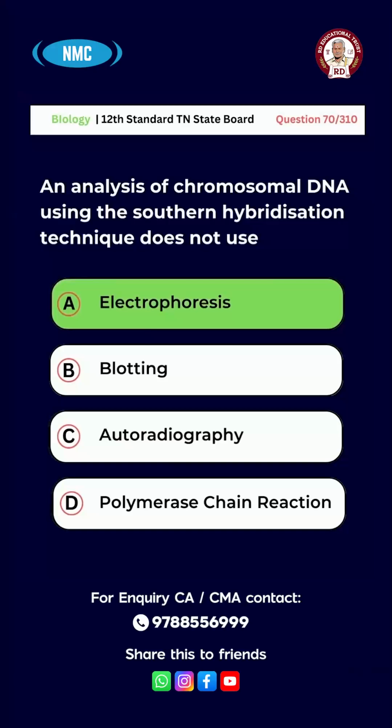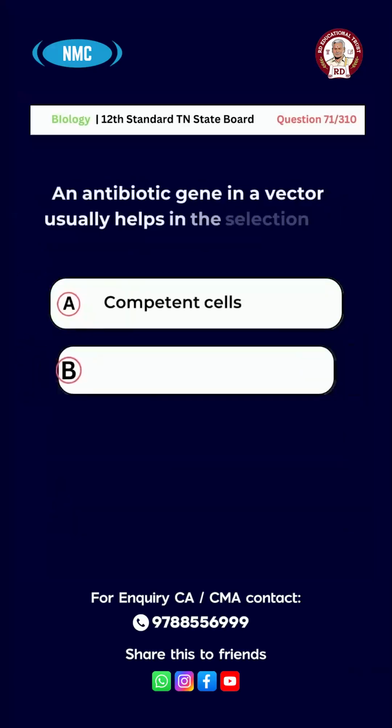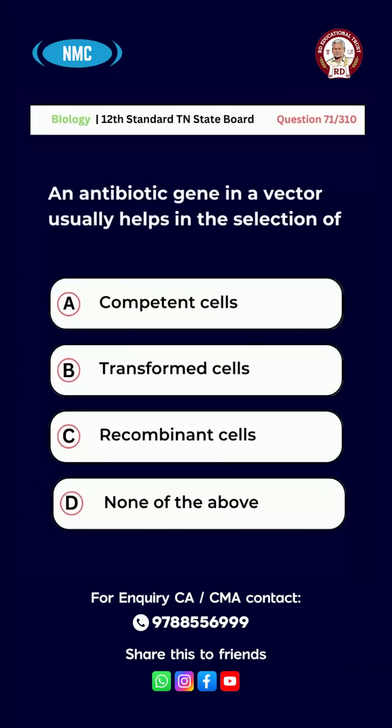Question number 71. An antibiotic gene in a vector usually helps in the selection of: A. Competent cells. B. Transformed cells. C. Recombinant cells. D. None of the above. And the right answer is option A, competent cells.